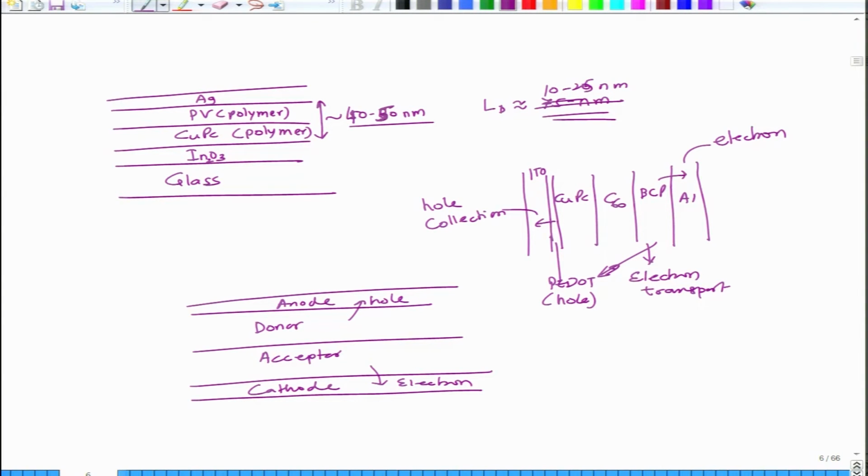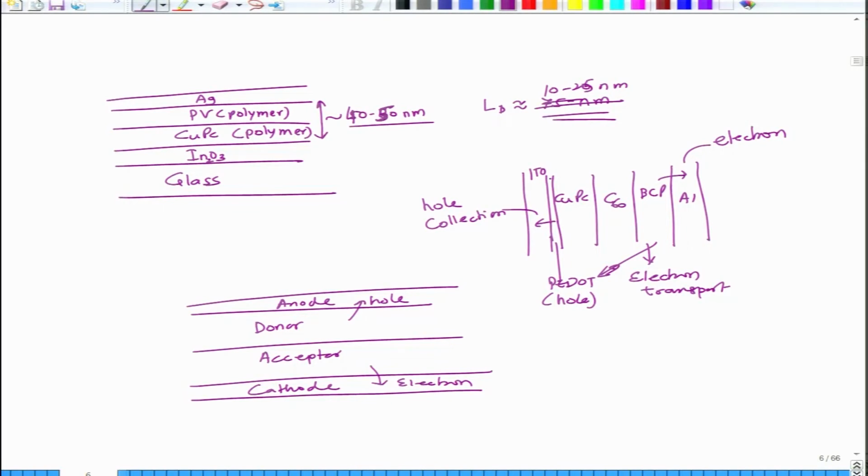In some cases, what you may have is both electron and hole going towards either of the electrodes. To prevent that, you use these carrier selective layers which provide a barrier for hole or electron entry to the respective electrode. So the anode must collect only holes, not the electrons, otherwise you will have loss of electrons. As a result, PEDOT is put in, which is hole conducting but electron blocking. Similarly, on this side we put a layer of BCP, which is electron transporting but hole blocking.